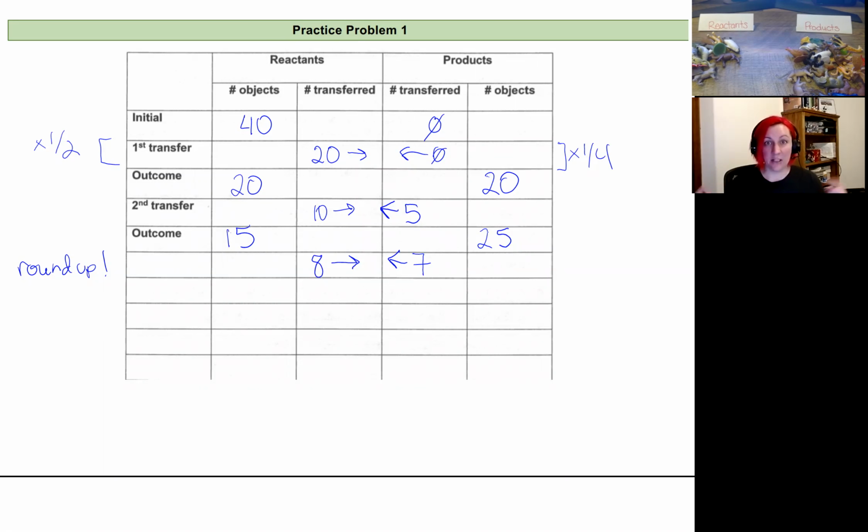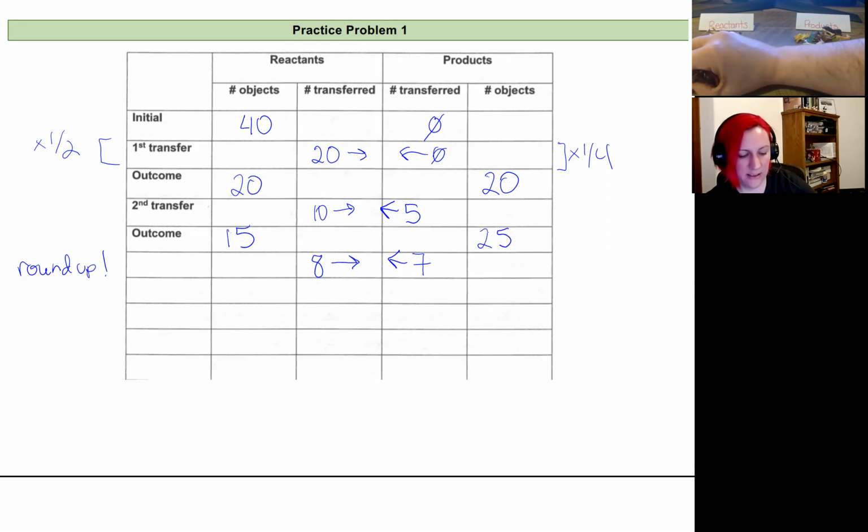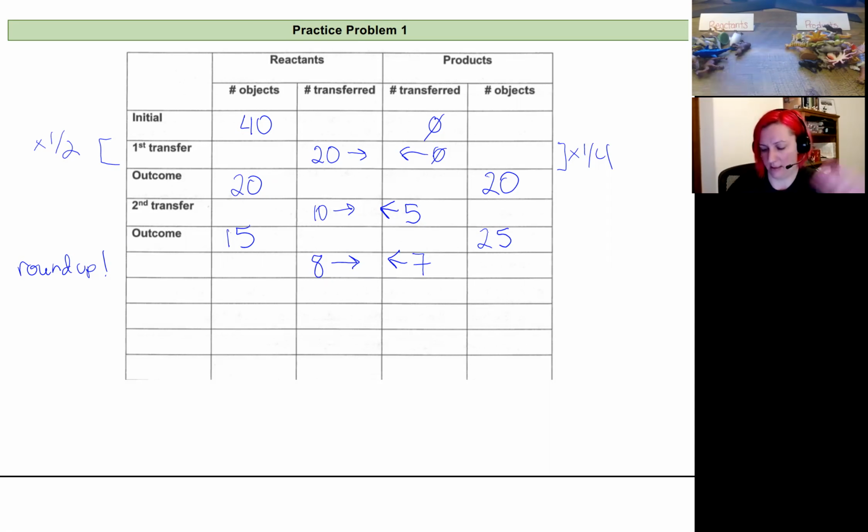All right, so I've got my 8 transferring and then my 7. So I'm going to count those out on each side and then I swap them at the same time. So I've got 1, 2, 3, 4, 5, 6, 7, 8 of my reactants that I'm going to get rid of and 7 of my products. 1, 2, 3, 4, 5, 6, 7. All right, and I transfer these at the same time. Then I can go through and count these and see how many I have. And when I do that, I'm going to see that I end up with 14 on my reactant side and 26 on my product side.